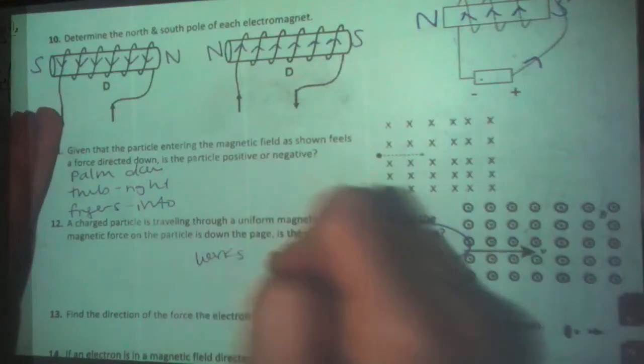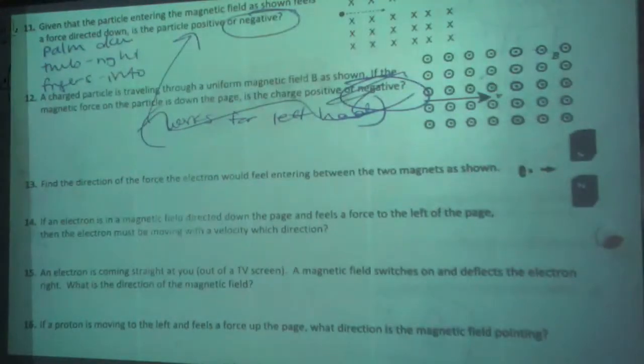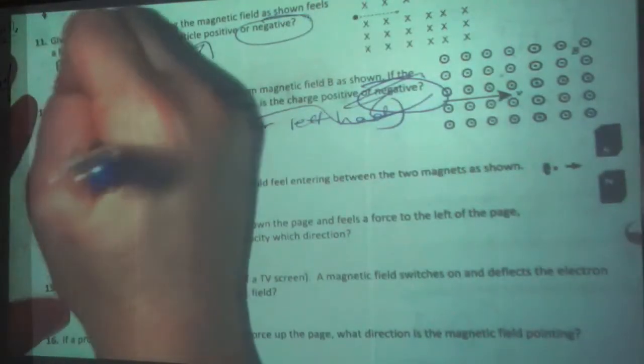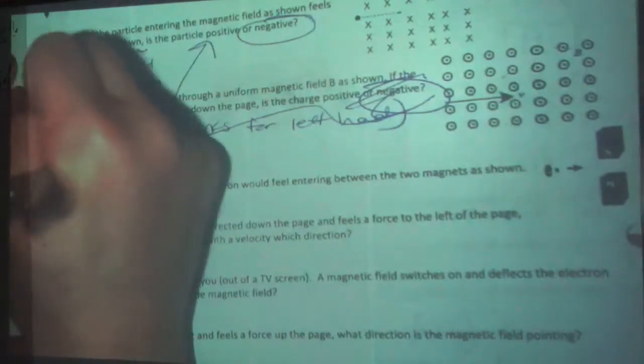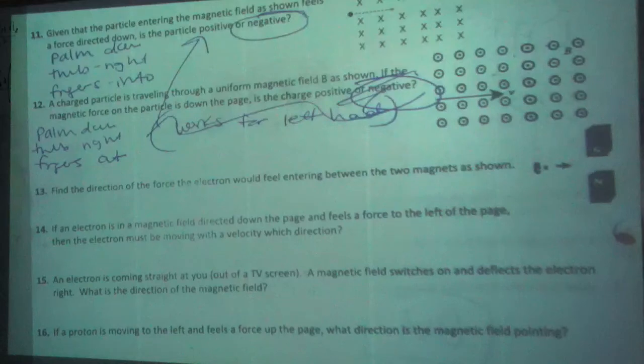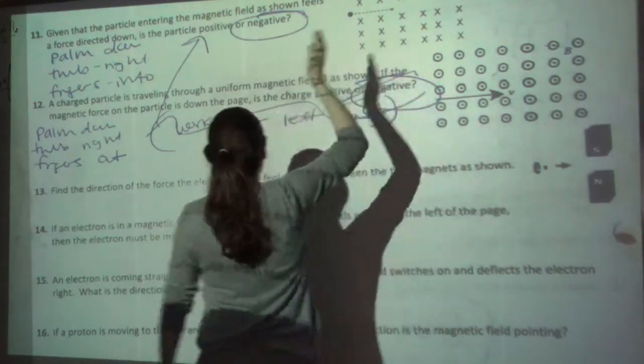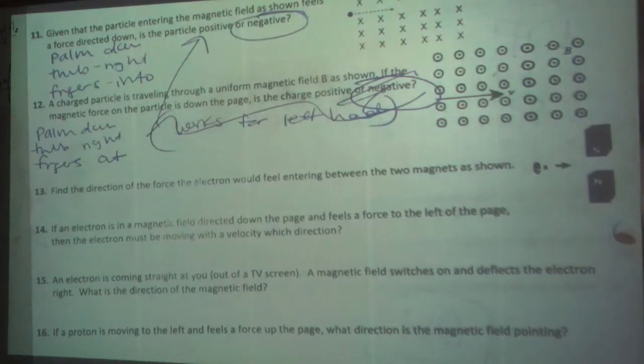So works for left hand. Your left hand is specifically for negative particles. Oh, that was for up here. My bad. Number 12, again asking if the magnetic force is down, so if that is palm down, and I do have my thumb going to the right here, but circles in the background means my fingers are pointing out of the page, and I'm again looking for positive or negative, so right hand or left hand. So I'm going to have my fingers pointing out, thumb to the right. See how my forces would be pointing down? That works for my right hand, so that means that this one is positive. Apologies, the negative was for the above one right here.